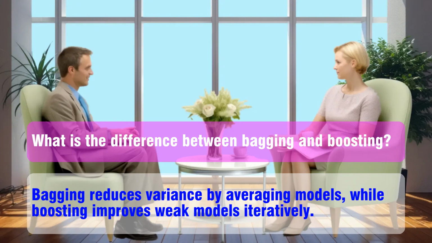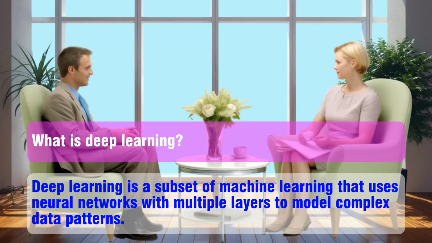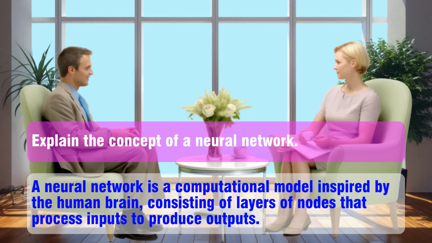What is the difference between bagging and boosting? Bagging reduces variance by averaging models, while boosting improves weak models iteratively. What is deep learning? Deep learning is a subset of machine learning that uses neural networks with multiple layers to model complex data patterns. Explain the concept of a neural network.